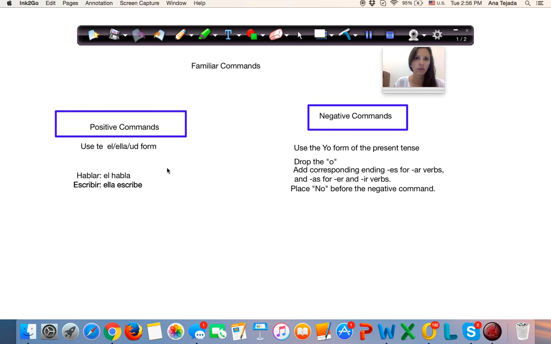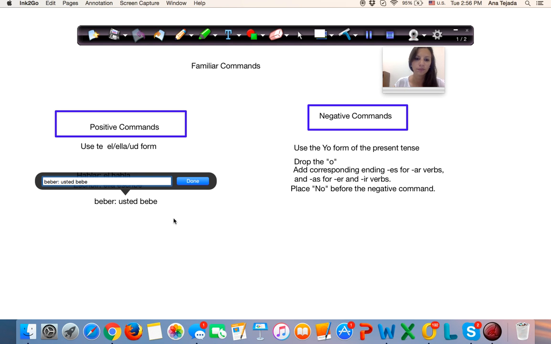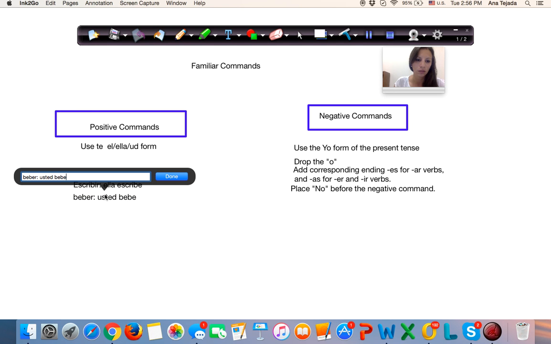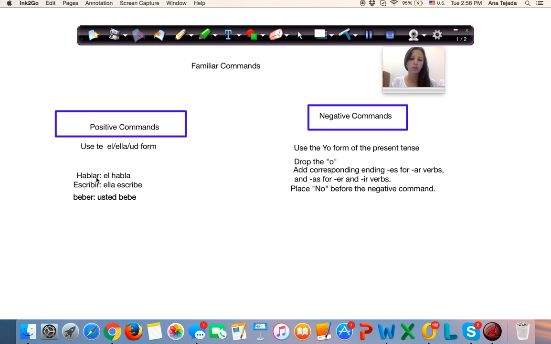Let's look at one more verb, the verb beber. Usted bebe. Okay. So here we have examples in AR, IR, and ER verbs. These ending results here, let me circle them. Habla, escribe, bebe are going to be your commands.